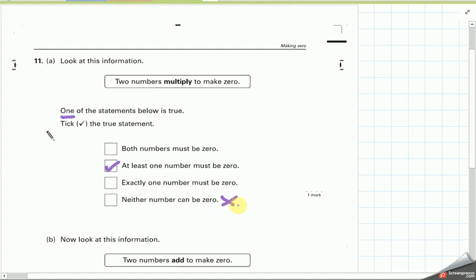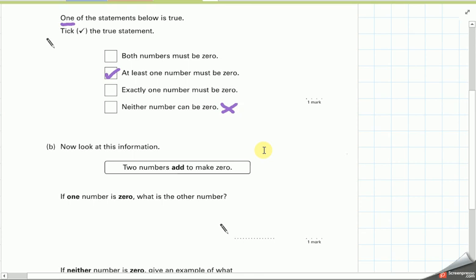If you've got two non-zero numbers and you multiply them, you're going to get something. So it comes down to how you combine these three. All of them could actually give you a zero answer. So the only one which covers everything is the one in the middle. So you do have to read all of them. Don't just jump for a straight answer.